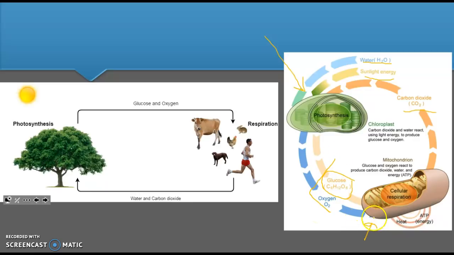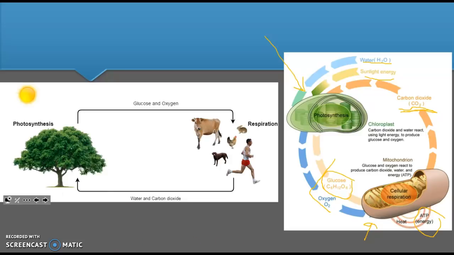And then glucose gets used up in the mitochondria. The mitochondria is found in both plant and animal cells, and the mitochondria uses the oxygen and glucose to create ATP energy. Its waste product is carbon dioxide. The carbon dioxide can then be reused by the chloroplast and go through photosynthesis again. So you can see it's one giant loop that goes around and around.